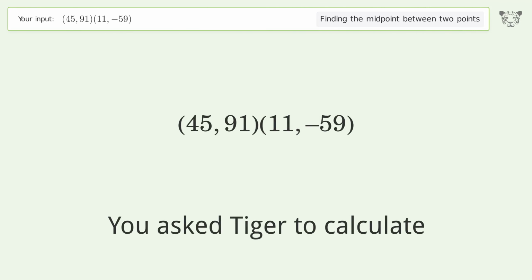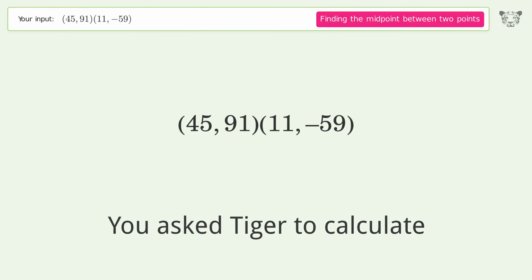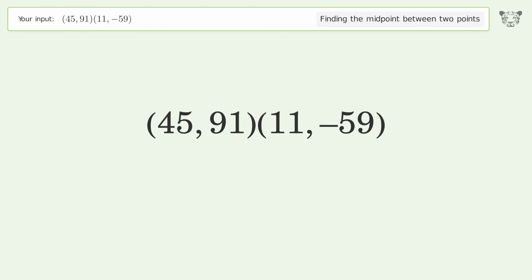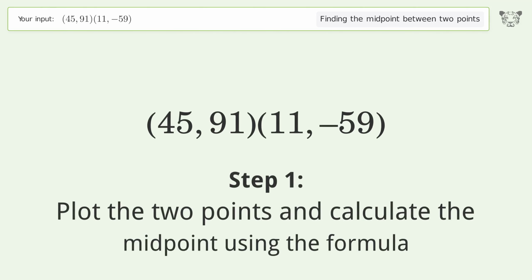You ask Tiger to calculate. This deals with finding the midpoint between 2 points. The midpoint between the 2 points is 28,16. Let's solve it step by step. Plot the 2 points and calculate the midpoint using the formula.